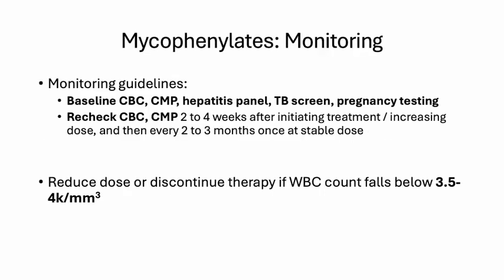Regular monitoring is required with mycophenolates, especially of the white blood cell count. Testing should include a CBC and CMP at baseline, and then every 2 to 4 weeks after initiating treatment or escalating the dose, and then every 2 to 3 months once the dose is stable. Before starting the medication, one should also check a baseline hepatitis panel, a TB screen, and pregnancy testing. The dosage should be reduced or therapy discontinued if the white blood cell count falls below 3,500 to 4,000 cells per cubic millimeter.